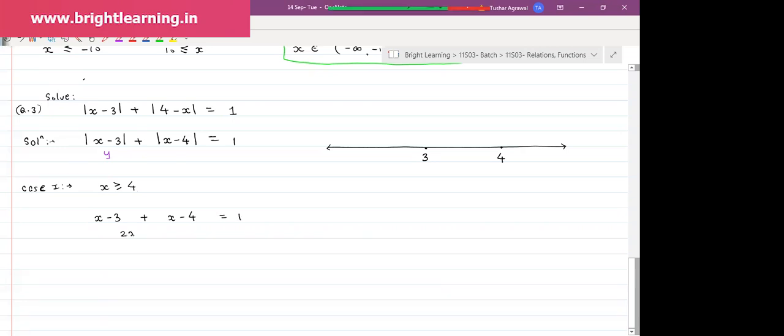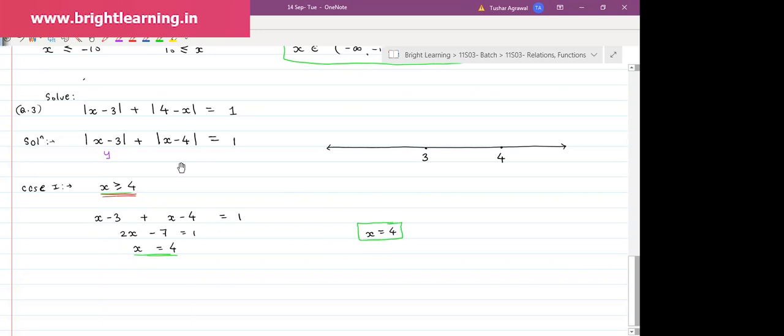So the equation reduces to 2x minus 7 equals 1. If you solve this equation, you get 2x equals 8 and x equals 4. But this is true only if the original condition is satisfied, x greater than or equal to 4. So in the complete interval greater than or equal to 4, my only solution is x equals 4.